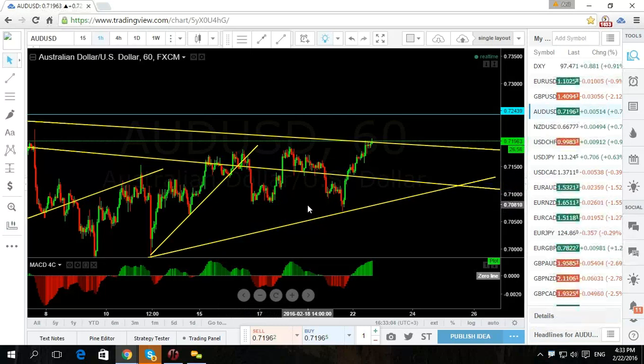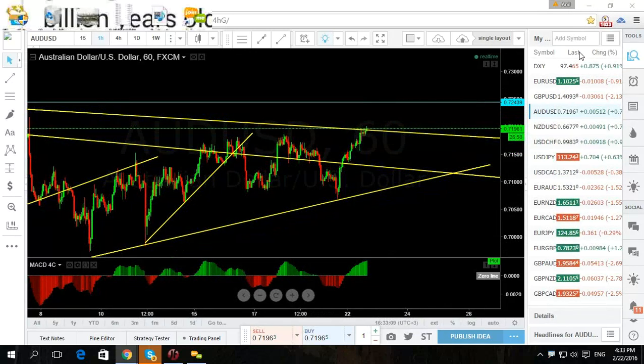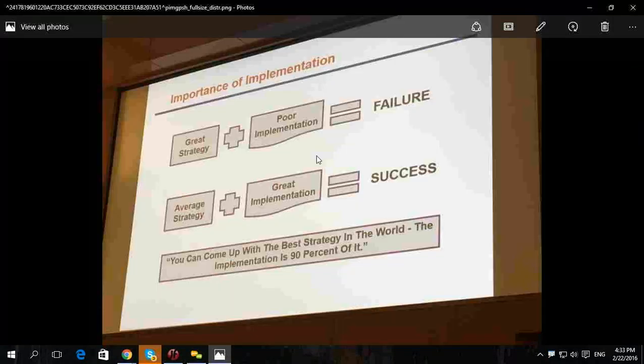Right? So it's simple. We work with our strategy. I want to show you very fast. If you want to be a winner, you've got to do this. I posted this in the TradingView room for my traders who are in the TradingView room. You can see this: a great strategy with poor implementation will make you a failure.